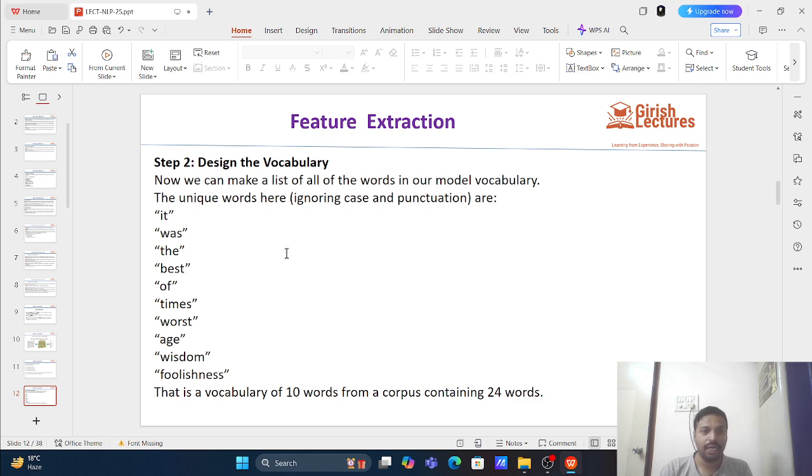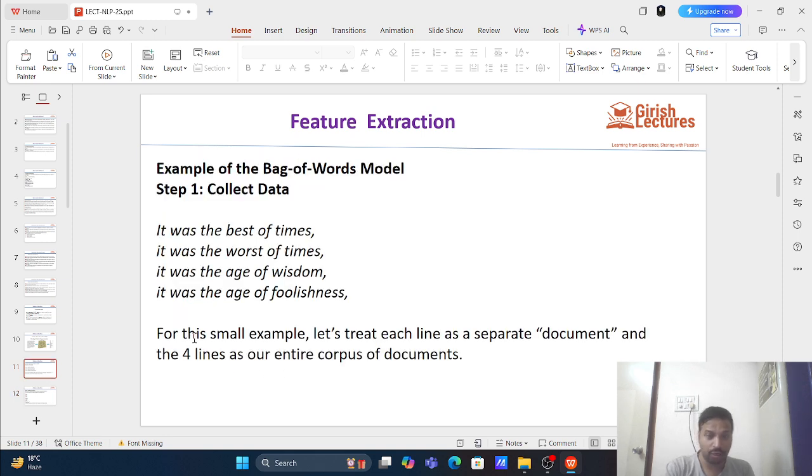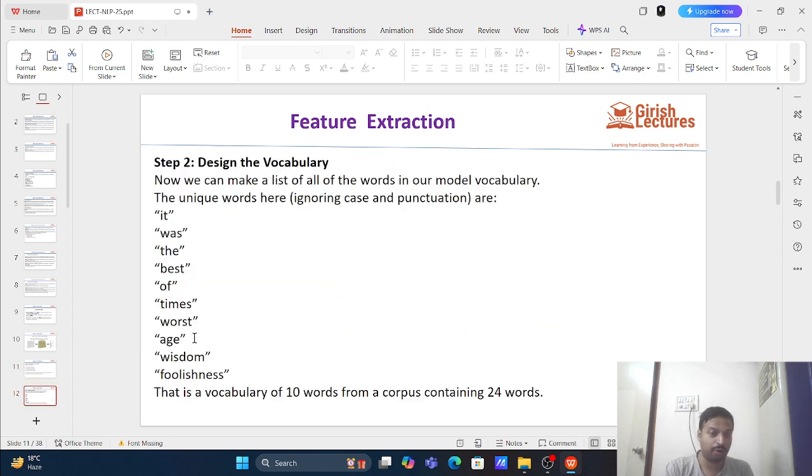So if you consider all the 24 words of your entire 4 documents, we have only 10 words which are unique, and those 10 words will be considered as vocabulary. In considering this vocabulary, we are ignoring the cases, and we can also ignore the punctuations.